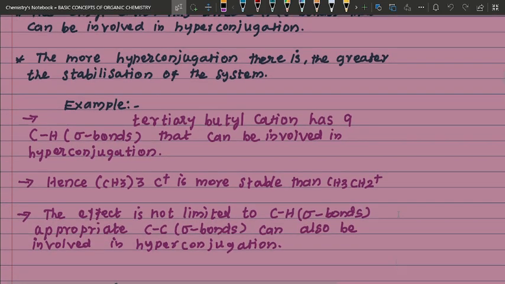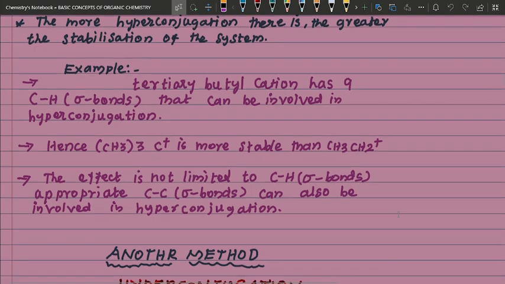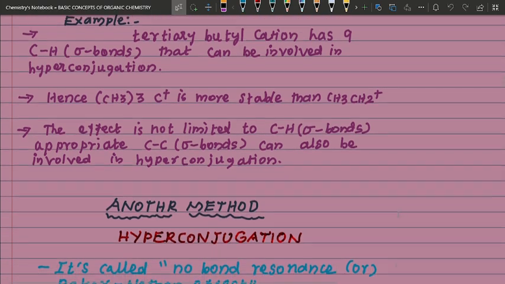Example: the tertiary butyl cation has 9 carbon-hydrogen sigma bonds that can be involved in hyperconjugation. Hence, the (CH3)3C plus carbocation is more stable than the CH3CH2 plus ethyl cation.